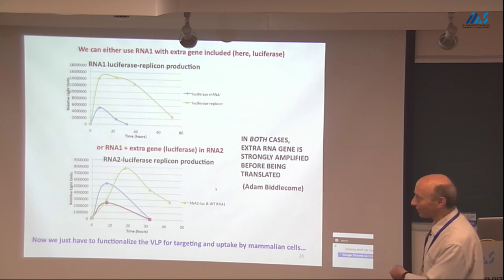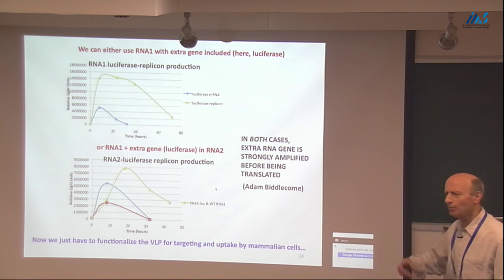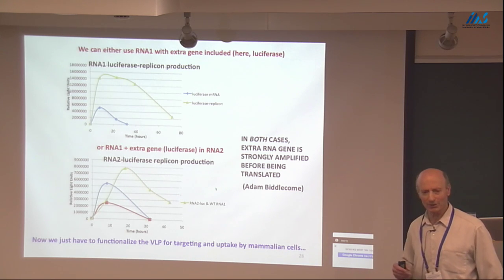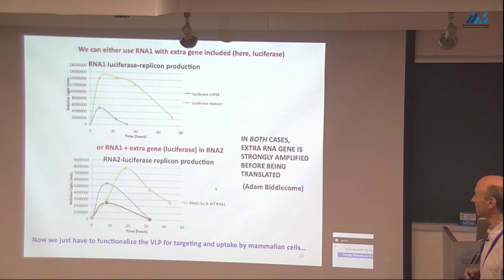What we're starting to look at, now we're using luciferase as our reporter gene. Fluorescence is nice, you can see right away that you have a positive result, but luciferase is a much more quantitative way of assaying how much protein you're synthesizing. Of course, you can do Western blots and all sorts of things. We do all those things.